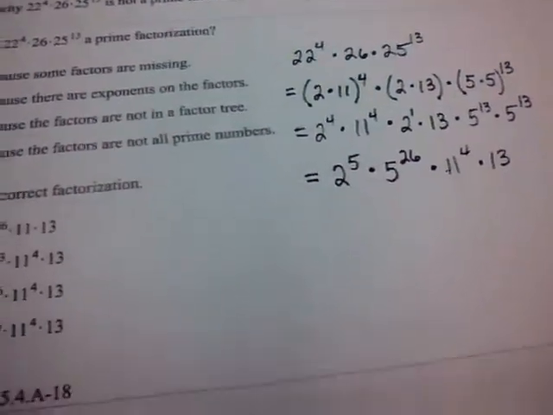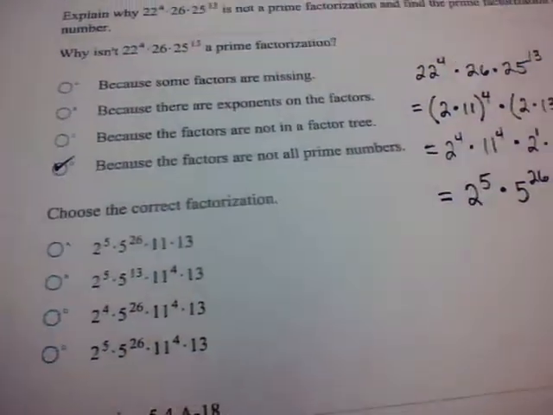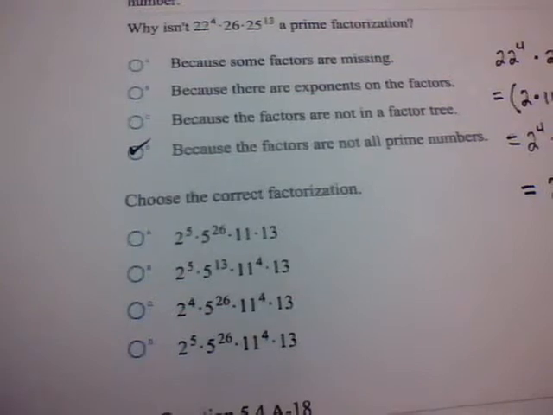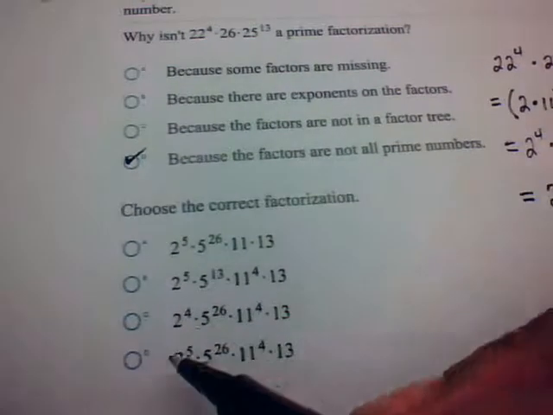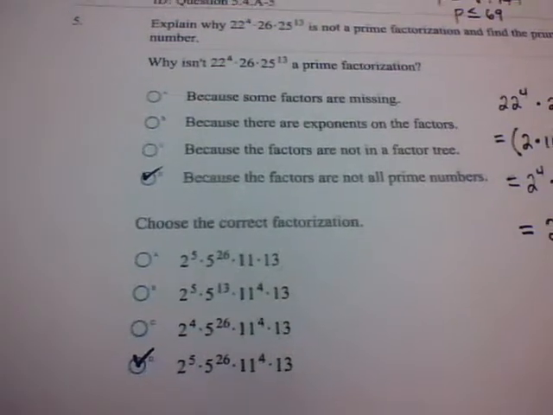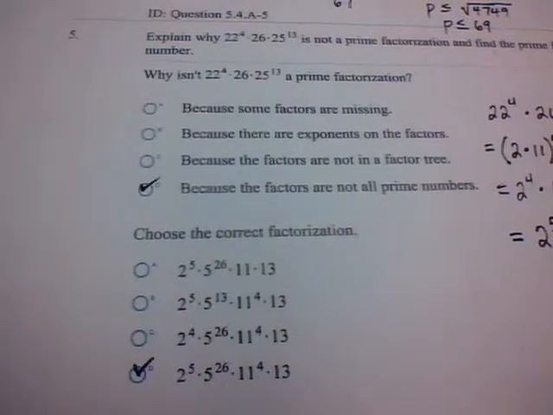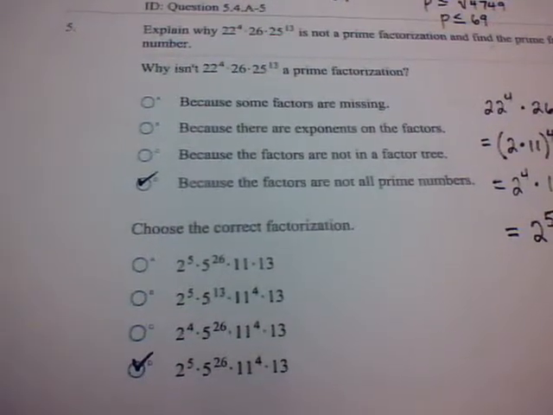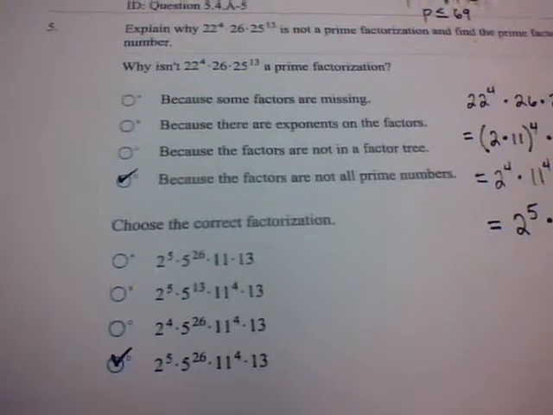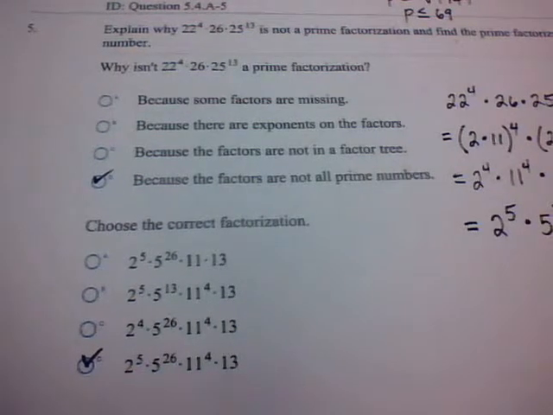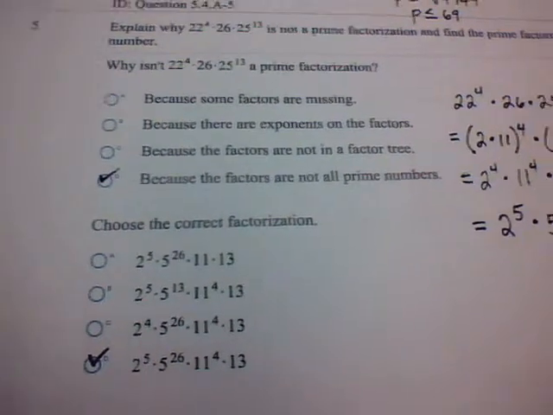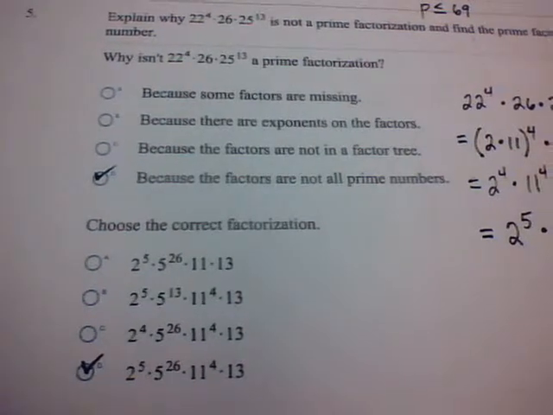So in this case, to choose the correct answer, we would choose, and if I can find it, answer D: 2 to the 5th times 5 to the 26th times 11 to the 4th times 13. That would be the correct factorization that we're looking for. Okay, so that should be enough to assist you with the homework problems that are on the MyMathLab.